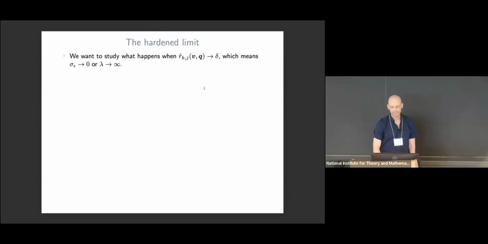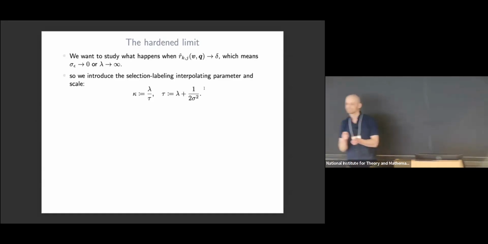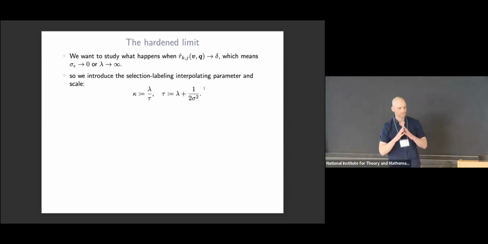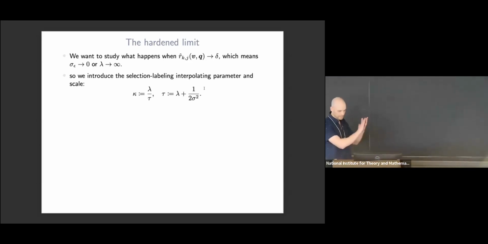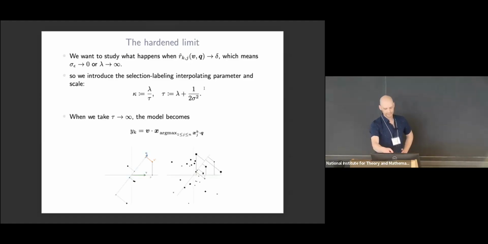And if we think about the limit of this model as sigma epsilon, that's the label noise, goes to 0, and lambda goes to infinity, that's basically this extremal limit where we're just selecting the extremal assignment and we're assigning it a label. And so we can study that limit by defining an interpolating parameter kappa, which is basically measuring the relative rates at which the selection mechanism and the labeling mechanism approach delta functions. And then tau is like the overall scale, which I want to take to infinity, and I get the labeling scheme that I put up before.